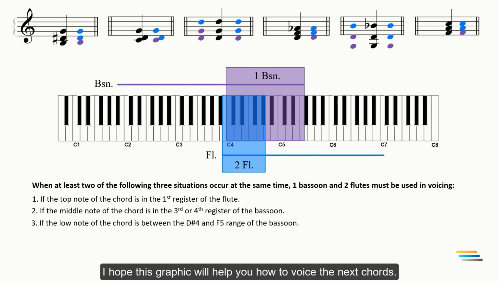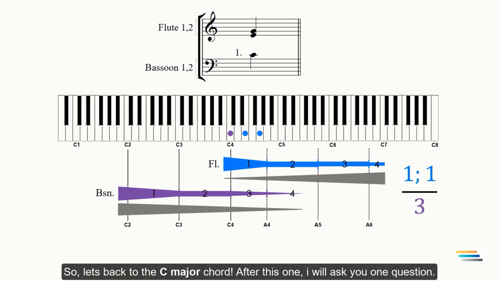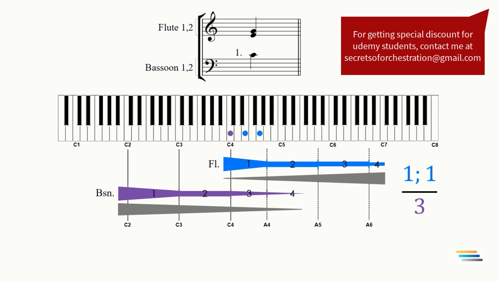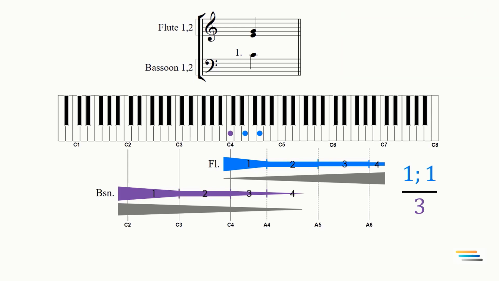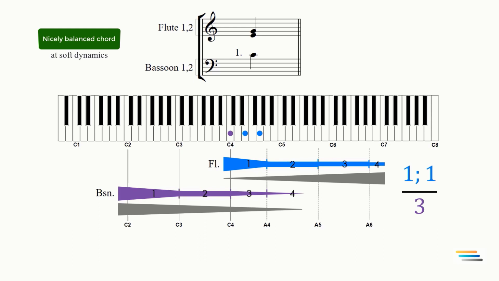I hope this graphic will help you voice the next chords. So, let's go back to the C major chord. After this one, I will ask you one question. Hope you can find it. Thus, this chord will be nicely balanced if soft dynamics are used.